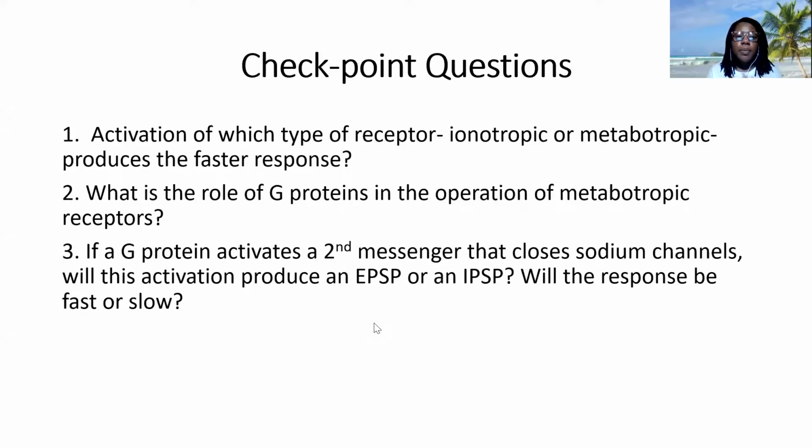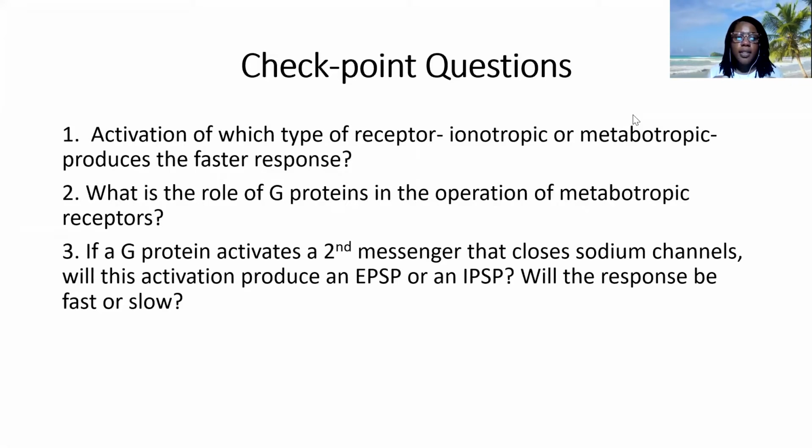In question 3, if a G protein activates a second messenger that closes sodium channels, will this activation produce an EPSP or IPSP, and will the response be fast or slow? So kind of a two-part question here. Will this be an EPSP or IPSP, and will it be fast or will it be slow? Excellent. Excuse me, this will be a slow response, and this will be producing an IPSP.